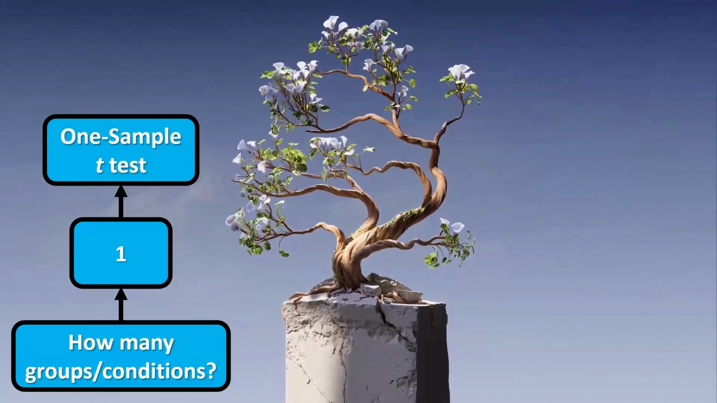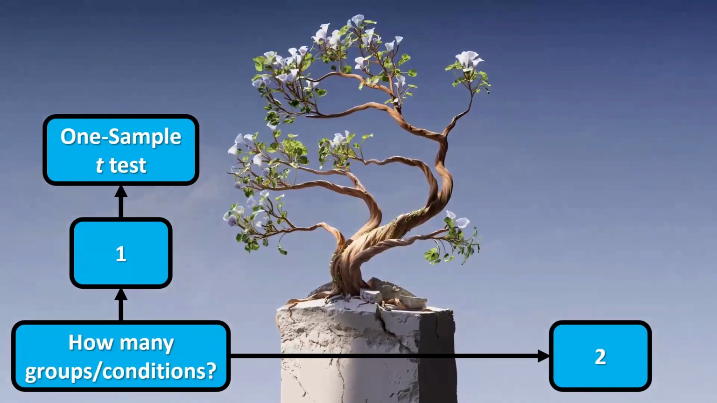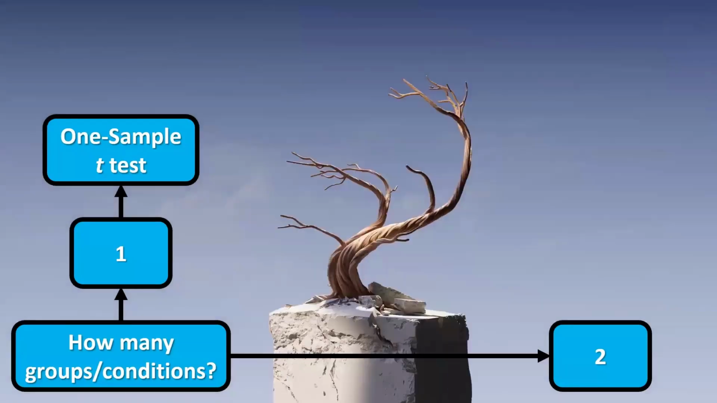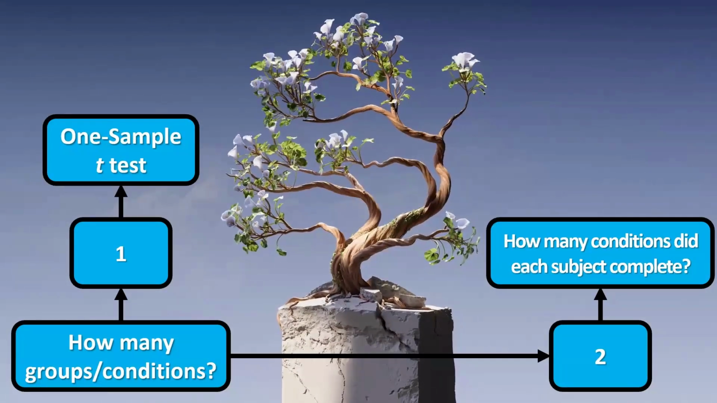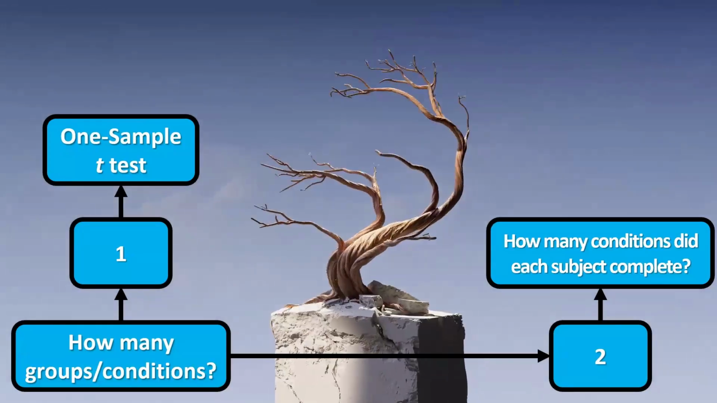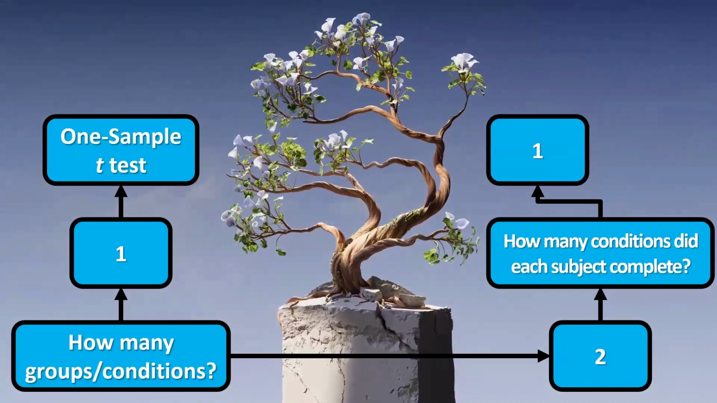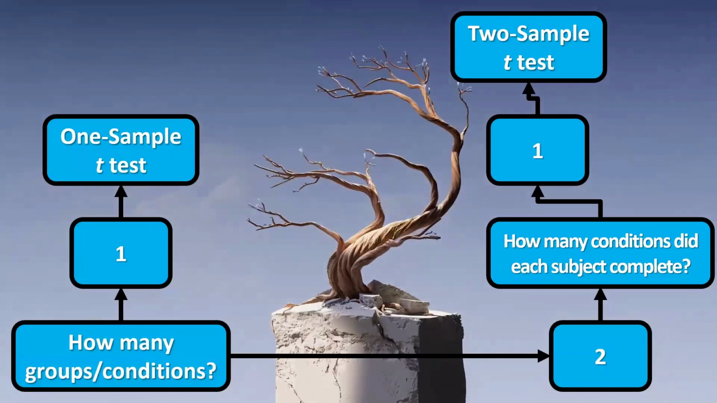On the other hand, if you ask yourself, how many groups or conditions do I have? And you have two groups, or you have two conditions, right? In that case, you need to ask yourself, well, how many conditions did each subject complete? So I have two conditions. How many did each of my subjects complete? If they completed just one per subject, then you have yourself a two sample t-test.